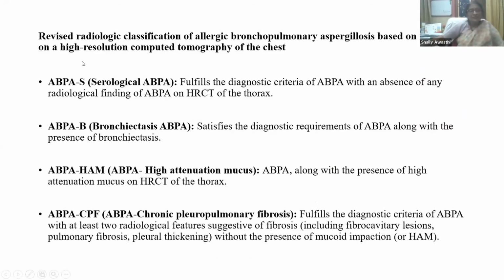So therefore, there is a revised radiological classification of ABPA based on HRCT. I told you serological ABPA, which fulfills the diagnostic criteria, which I will tell you later on, in the absence of radiological findings. Then we have ABPA-B, bronchiectasis, which satisfies criteria of bronchiectasis. We have ABPA-HAM, high attenuation mucus, and ABPA-CPF, chronic pleuropulmonary fibrosis.